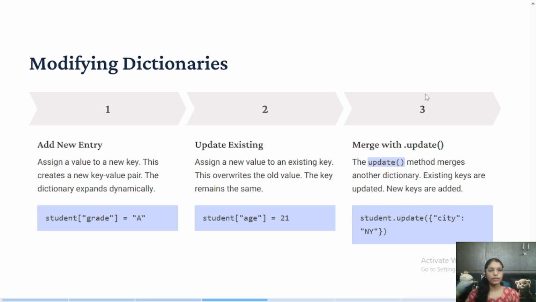You can also update it using the update method, which adds key value pairs to an existing dictionary by merging another dictionary into it. So new keys are added like this.